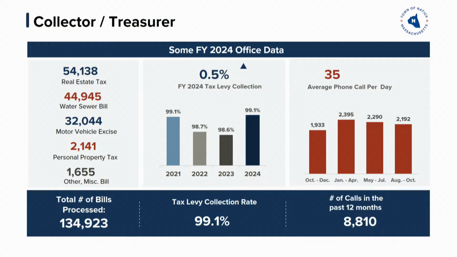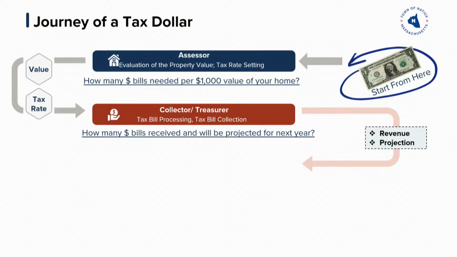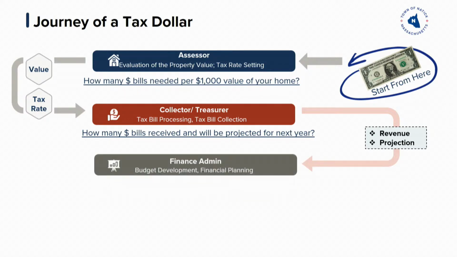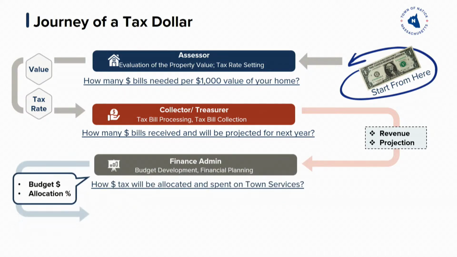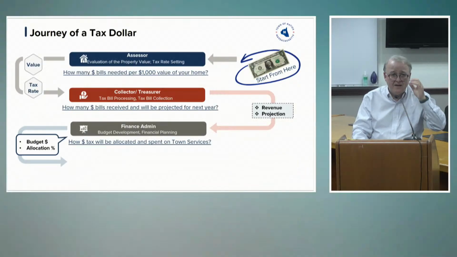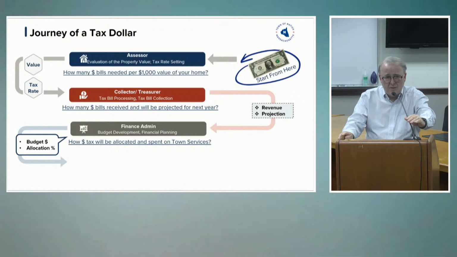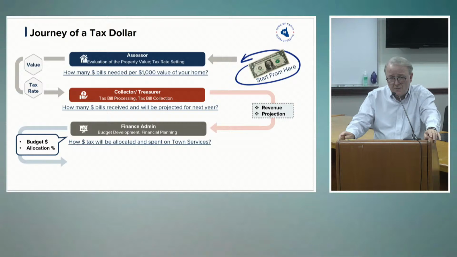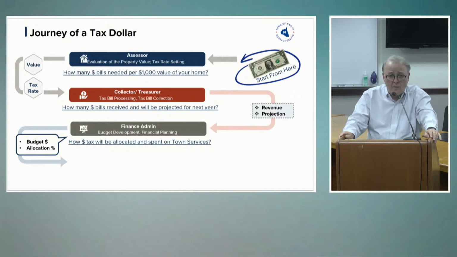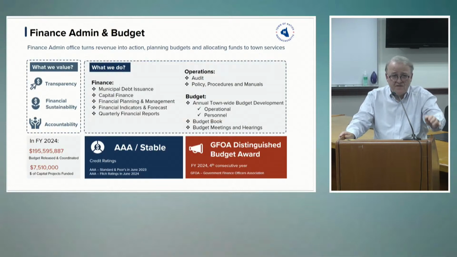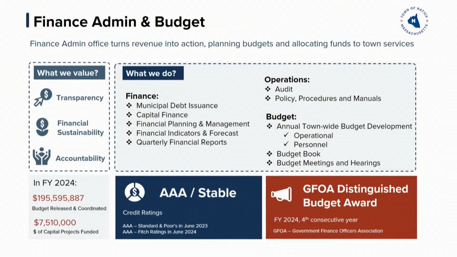Okay, so head back up to there. We've gone through assessing and collecting it. Now we're going to go into a little bit about the planning and how we present the budget and the revenues for appropriation by town meeting. So this, of course, comes from the Finance Administration and Budget Office, which, as I mentioned previously, is myself, Tian, and Gloria.